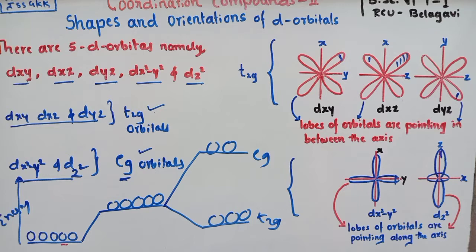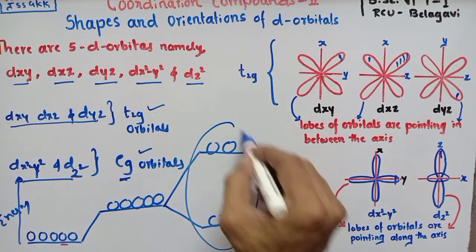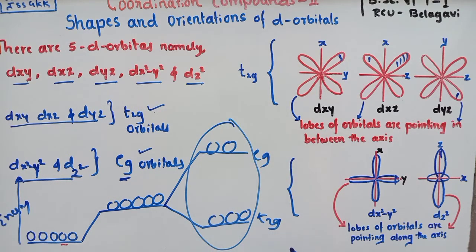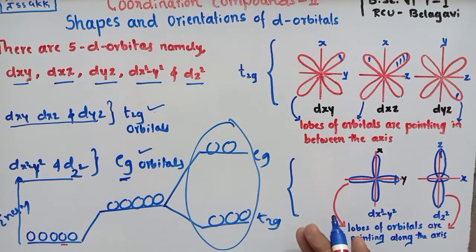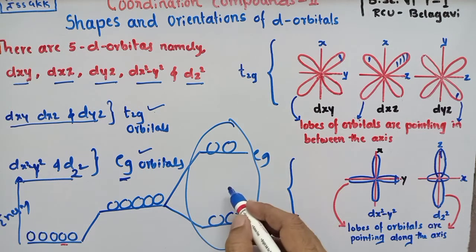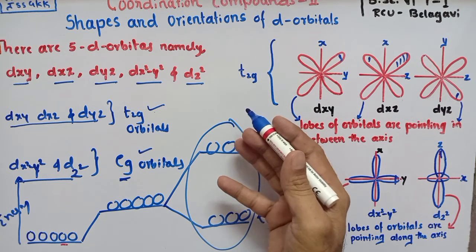So now we cannot call these 5 d orbitals degenerate d orbitals, because all the 5 d orbitals do not have the same energy. So therefore, here the degeneracy of the d orbitals is destroyed.